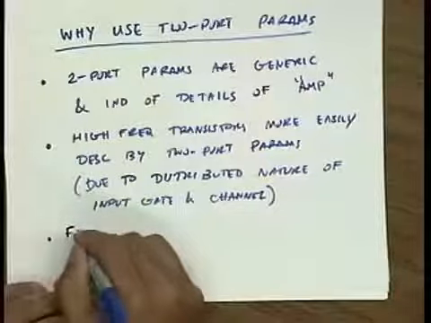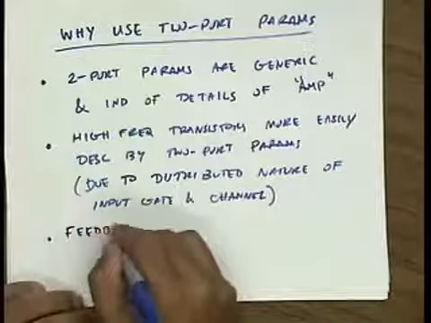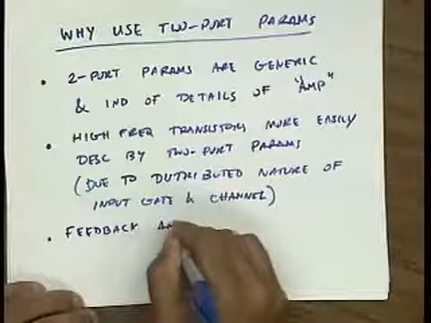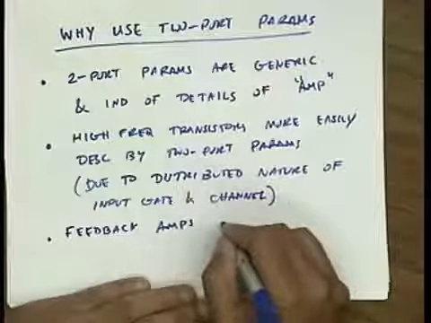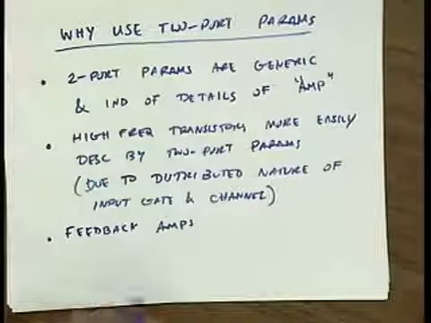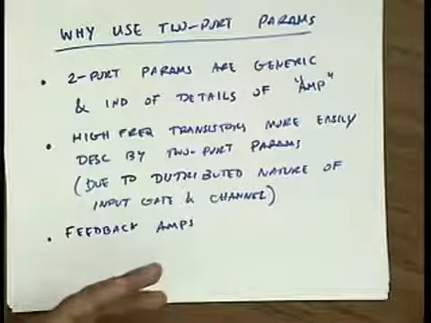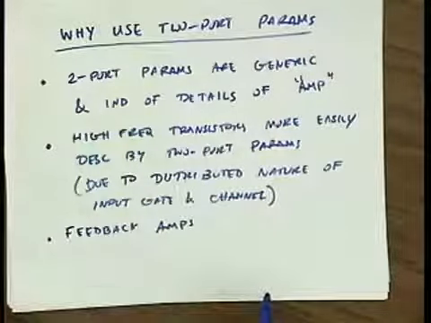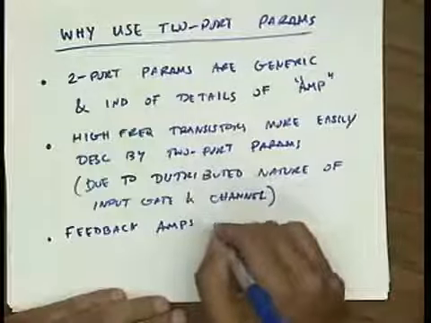The other advantage of using 2-port parameters is that feedback amplifiers can often be decomposed into two 2-ports: a 2-port that accounts for the amplifier and another 2-port that accounts for the feedback.